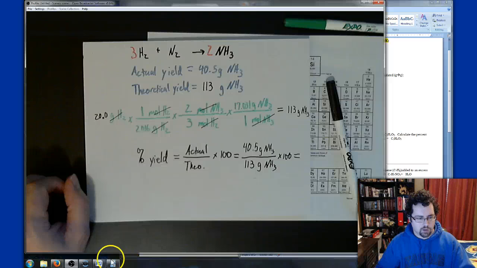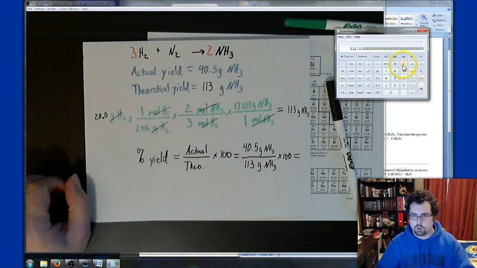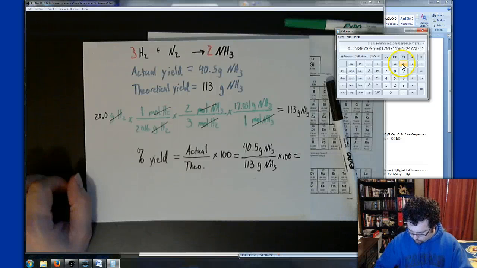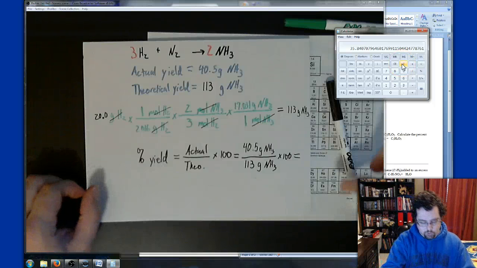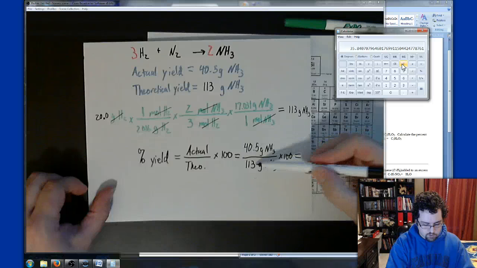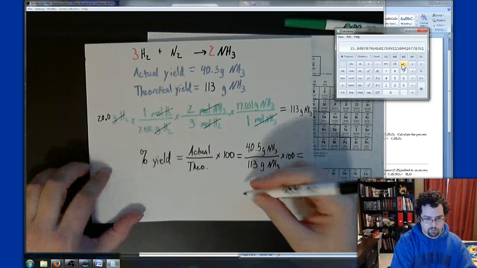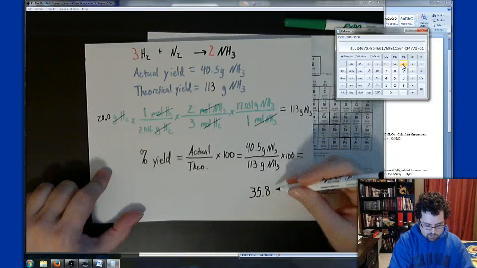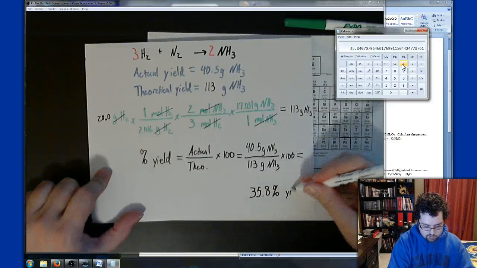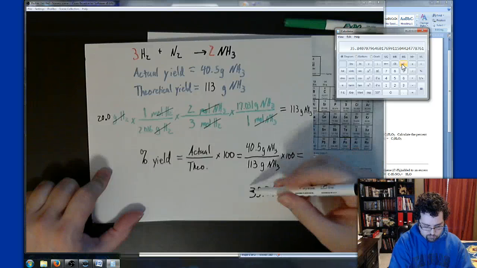Okay, so we'll calculate. Clear that guy. 40.5 divided by 113 times 100 equals 35.8407. We'll have 3 and 3, so the answer should be 3 sig figs. So 35.8% yield from this problem.